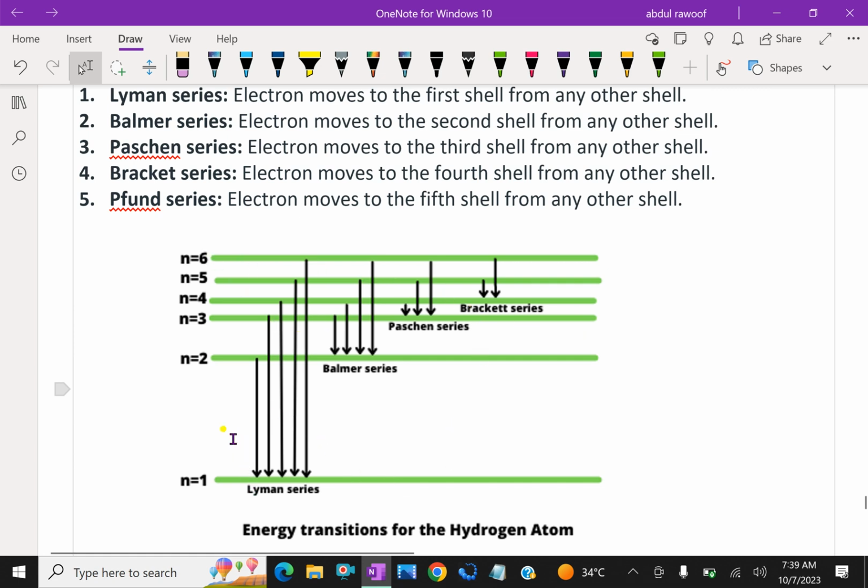The Lyman series is from any other shells, that is from 2, 3, 4, 5, 6 coming to the first shell, that is n1. The Balmer series is from any other higher shells to n2, the second shell. It's called Balmer. Paschen and Brackett series are given similarly.